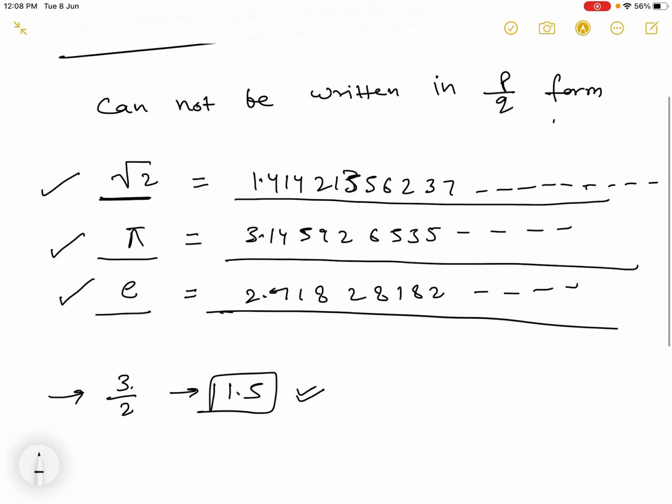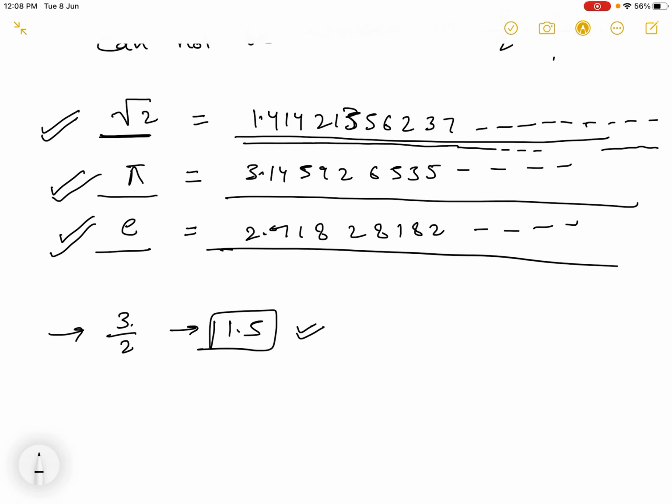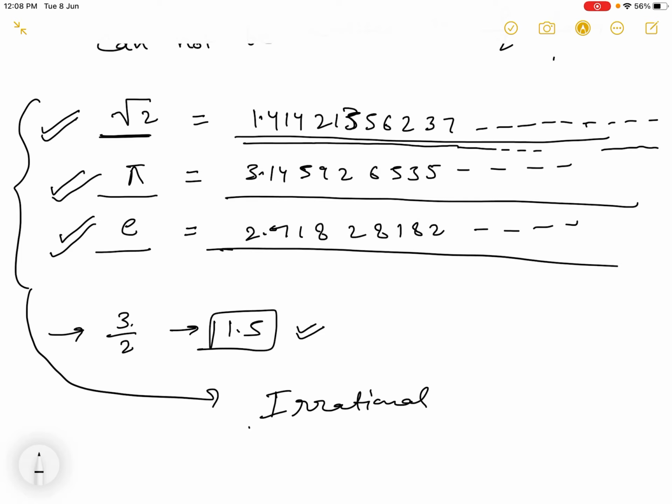This value is fixed. But in root 2 we do not have a fixed value. We have 1.414 and then 213, 567, 237, and it's going onwards. In a similar way for pi and for e. That's why the values which are not fixed, we cannot represent in P by Q form. So these are the values we call irrational, because they cannot be represented in P by Q form, because these values have a non-fixed nature.